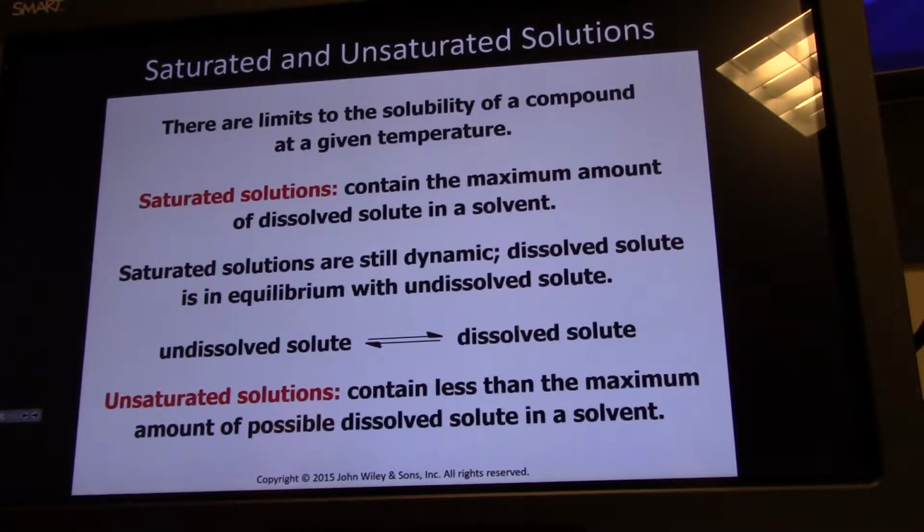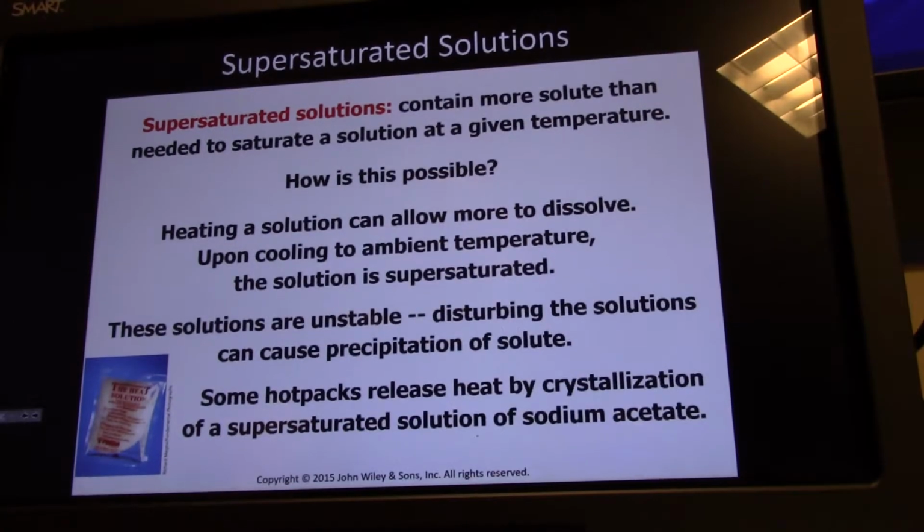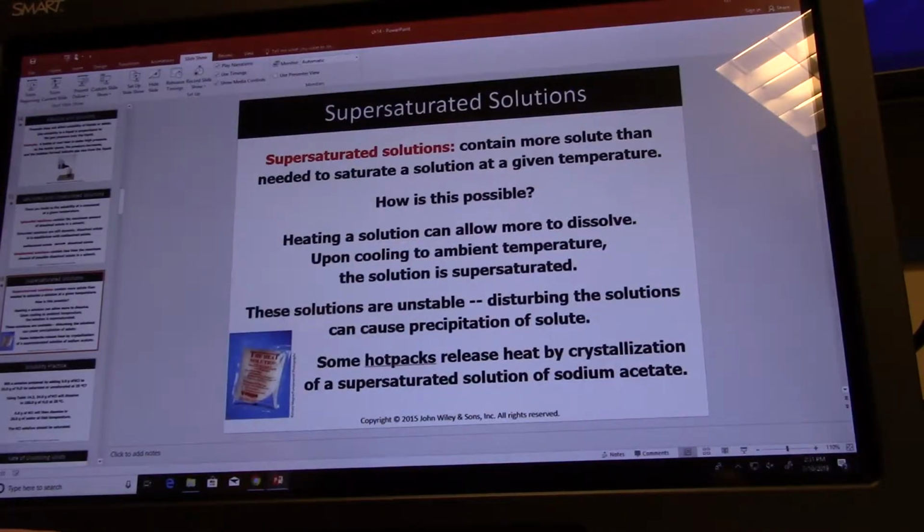So unsaturated solutions have less than the maximum amount of solute dissolved, and they can dissolve more. Saturated solutions have the maximum amount dissolved and cannot dissolve anymore. And supersaturated solutions actually contain more than should be theoretically allowed, and so it desperately wants to precipitate out. Sodium acetate is used in a lot of these. So let's look at some YouTube videos.